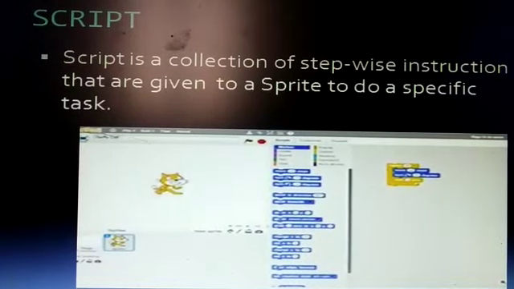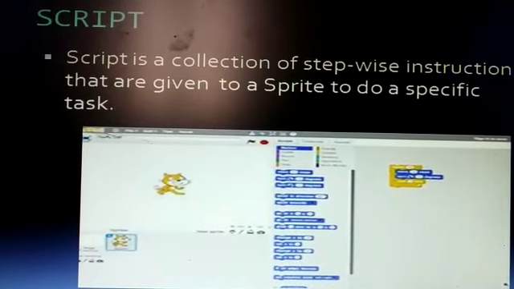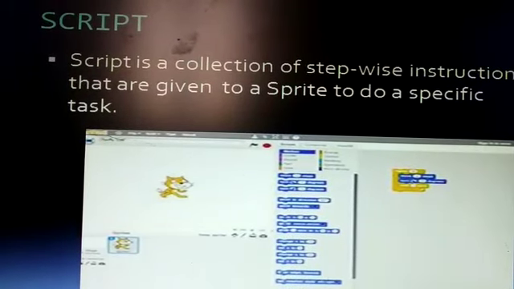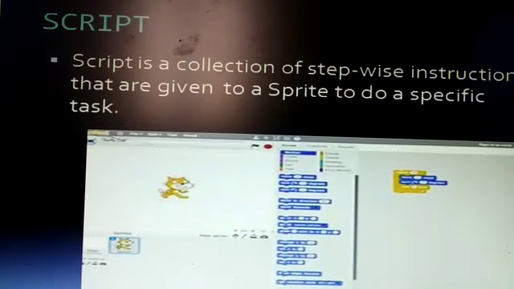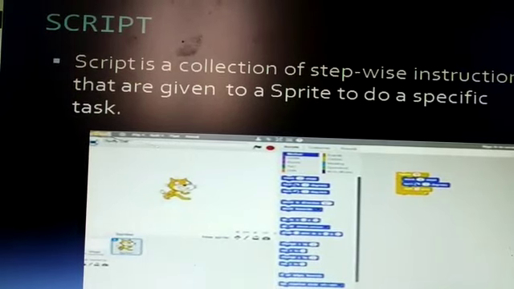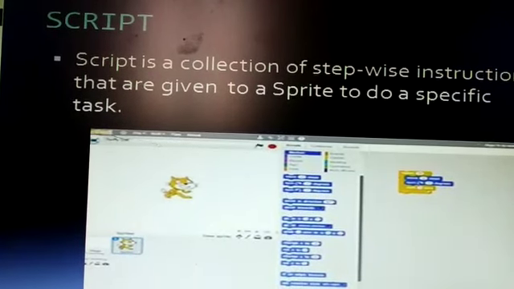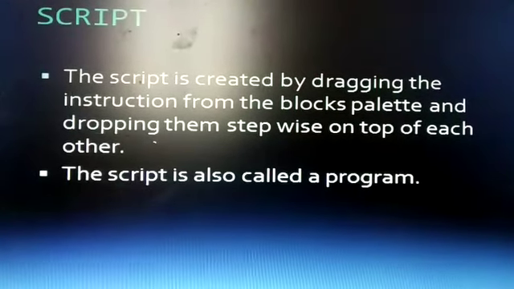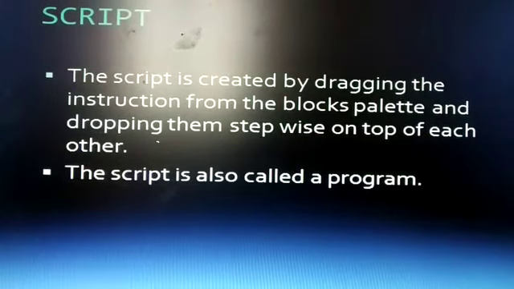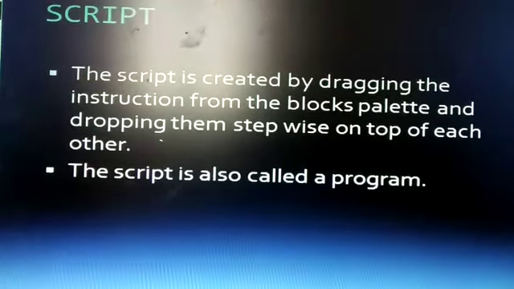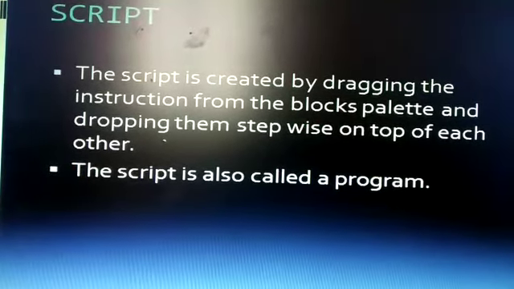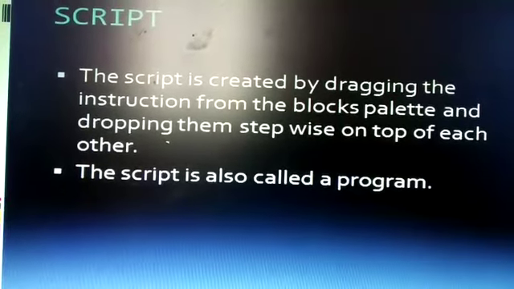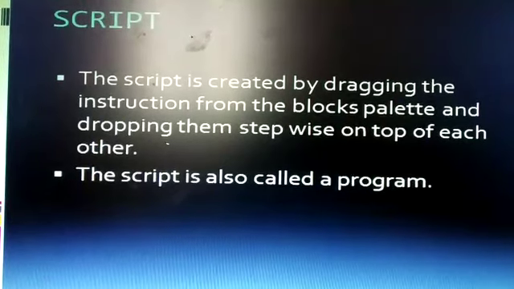Now students, what is a script? A script is a collection of stepwise instructions that are given to a sprite to do a specific task. It means our program is said to be our script. The script is created by dragging the instructions from the block palettes and dropping them stepwise on each other. The script is also called a program. A script is a program in Scratch.